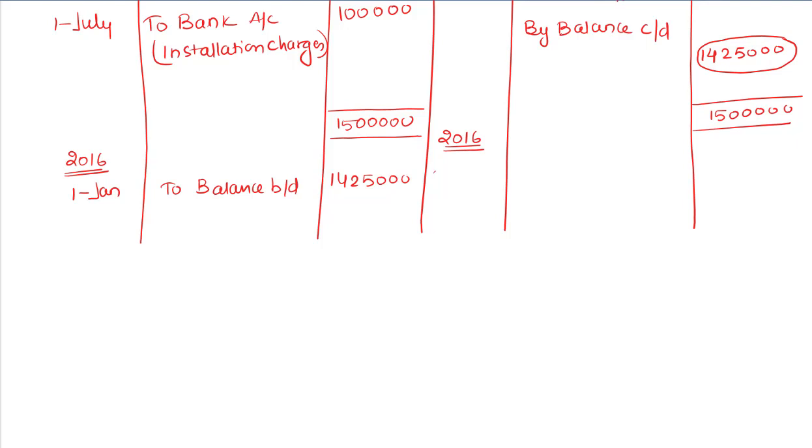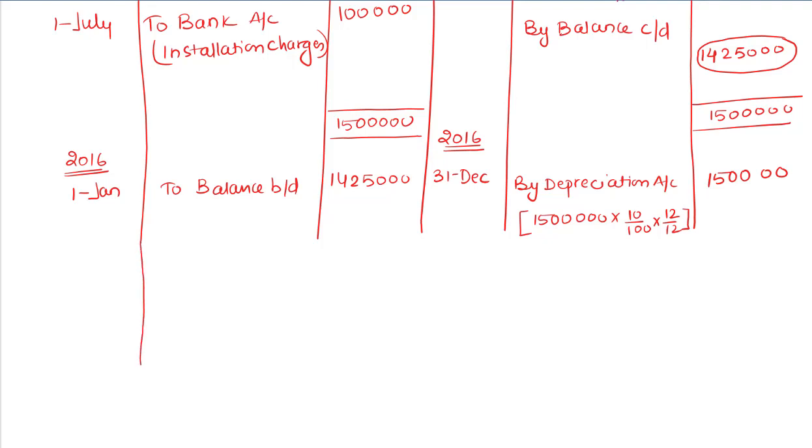Now 31st December we need to calculate depreciation. So by depreciation account on 15 lakhs multiplied by 10% for the whole year. So 15 lakhs multiplied by 10 by 100 multiplied by 12 by 12. The depreciation would be 1,50,000. Kindly stretch these lines a bit.